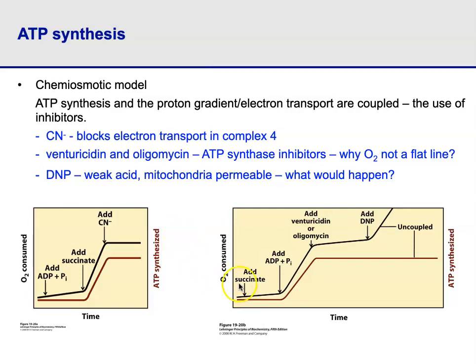Now let's look at the same example, but in a little bit of a different setting. Now we will add the substrate first. We add just succinate, which is a substrate for complex 2. No ATP synthesis, slight oxygen consumption. We'll talk a little bit about that in a moment. But there's no ATP synthesis. Then we add the substrates for ATP synthesis, and suddenly both processes start working.